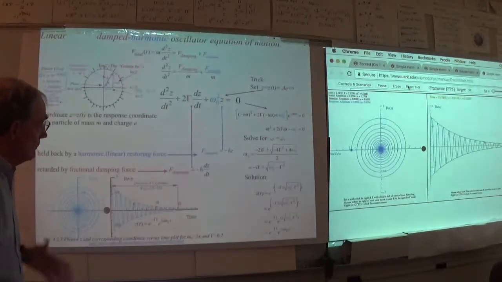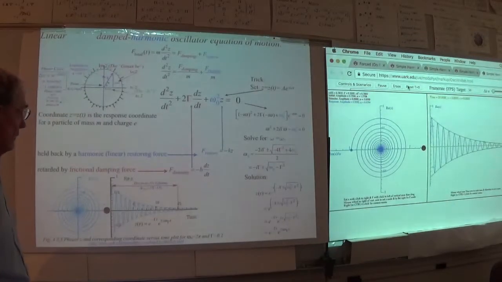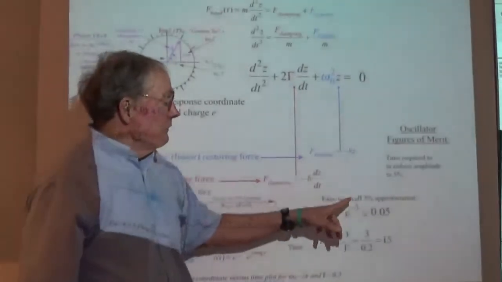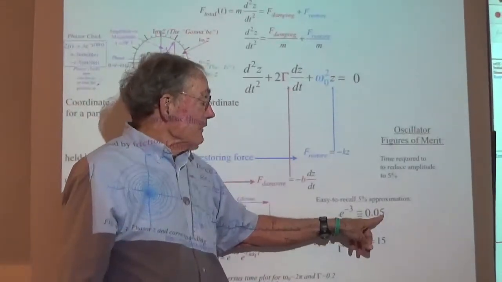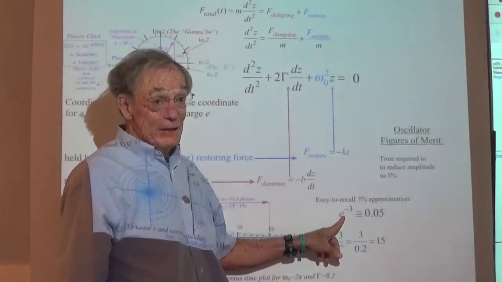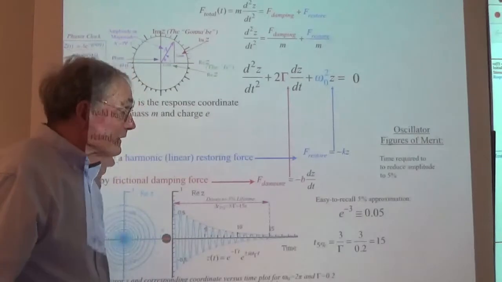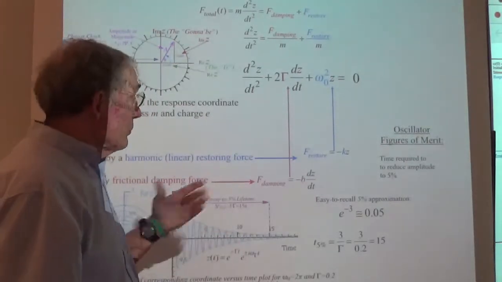To use, and you're just thinking about this stuff. Easy to recall that 5% is very close to e to the minus 3. Okay, so if e to the minus 3 is 5%, well, that's what we're asking for.